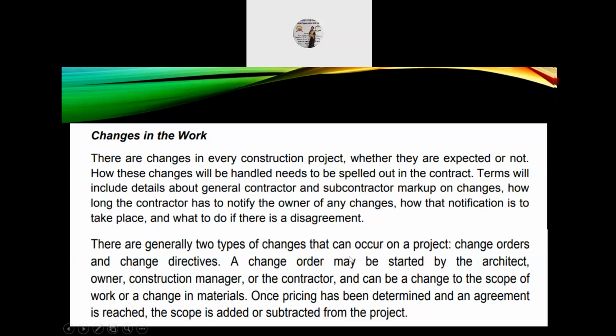So there are generally two types of changes that can occur on a project: change orders and change directives. A change order may be started by the architect, owner, construction manager, or the contractor and can be a change to the scope of work or a change in materials. Once pricing has been determined and an agreement is reached, the scope is added or subtracted from the project.